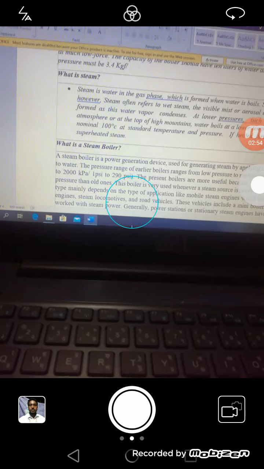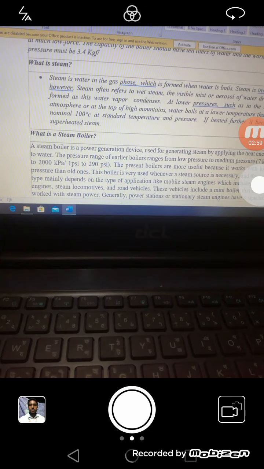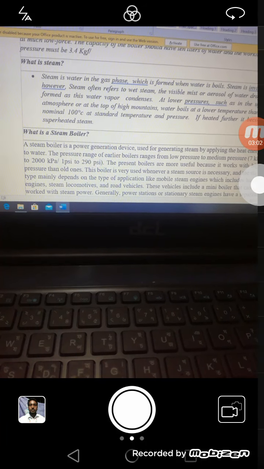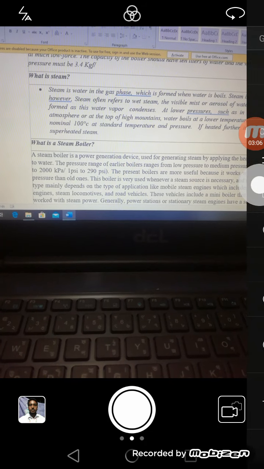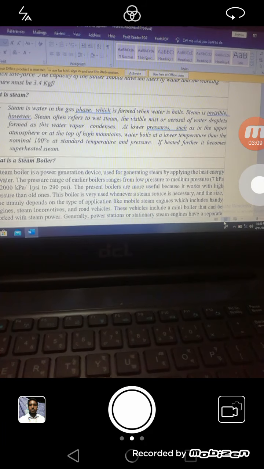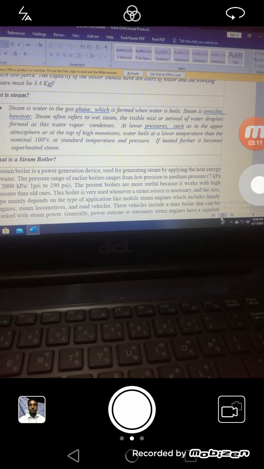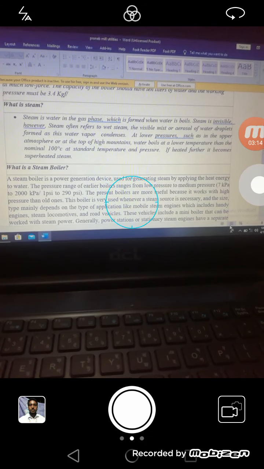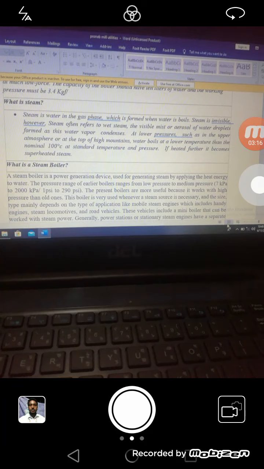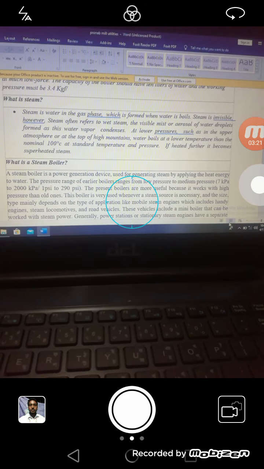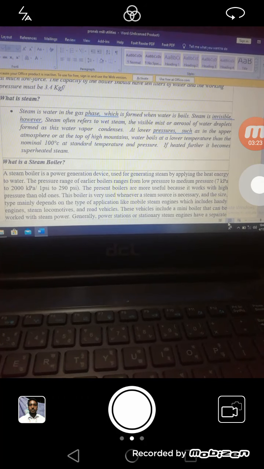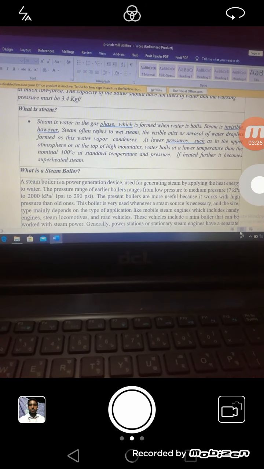And now I introduce what is a steam boiler. A steam boiler is a power generation device used for generating steam by applying heat energy to water. The pressure range of earlier boilers ranged from low to medium, 7 kilopascal to 2000 kilopascal, 1 psi to 290 psi. The present boilers are more useful because they work with higher pressure than old ones.